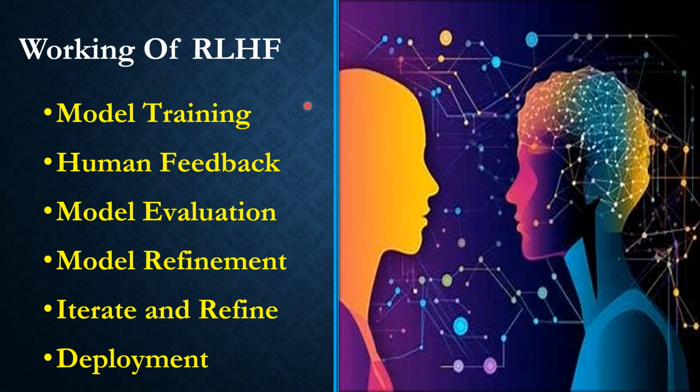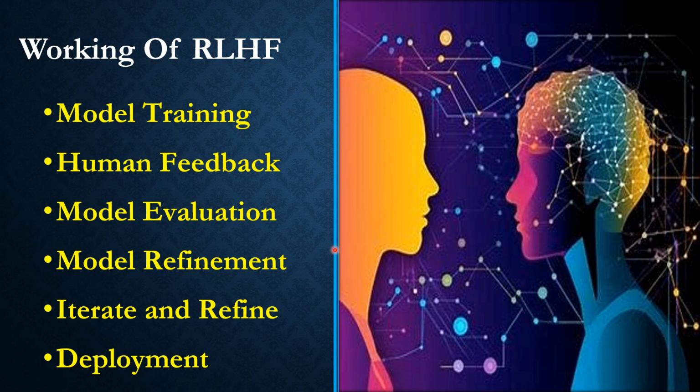So in the second step, human users interact with the model and provide feedback on its actions or decisions. This feedback may be in the form of ratings, comments, or direct input on what the model should have done. Then comes the model evaluation. So the third step is to evaluate the model's performance using the feedback provided by human users. The model's performance is updated based on this feedback, allowing it to learn from its mistakes and improve its performance over time.